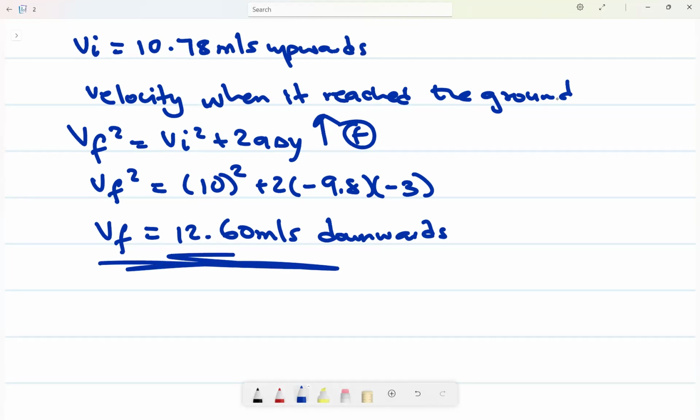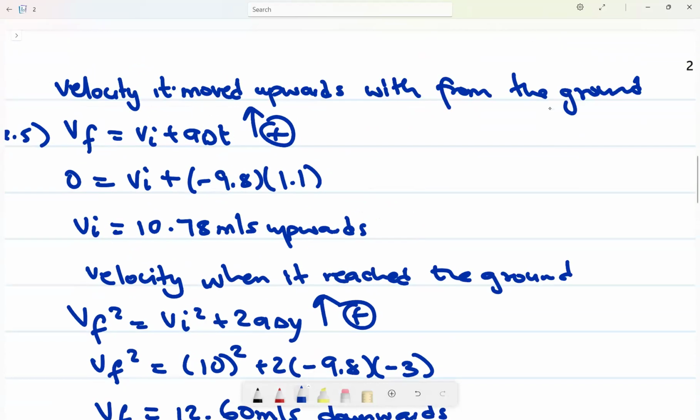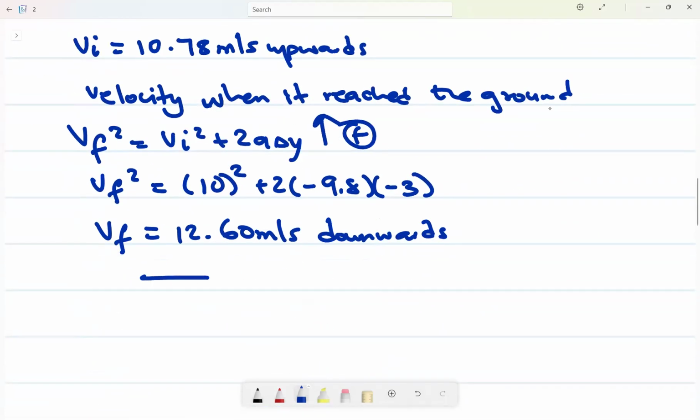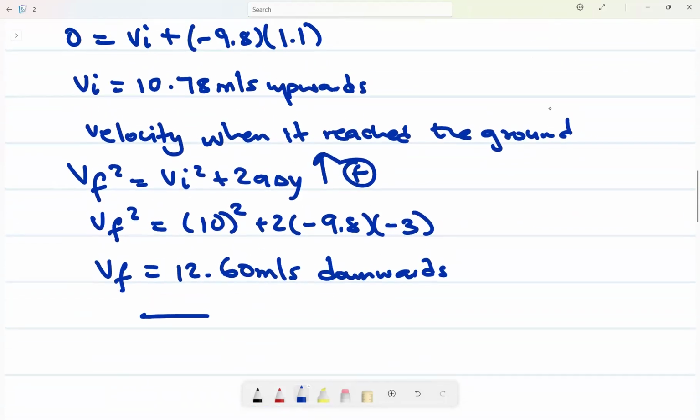Why am I saying downwards? Because now the final velocity, when you use this formula, can never be negative, but you should remember it was moving downwards. So remember I said the velocity with which it went upwards will be less than the final velocity at the ground. Why? Because now energy is lost.